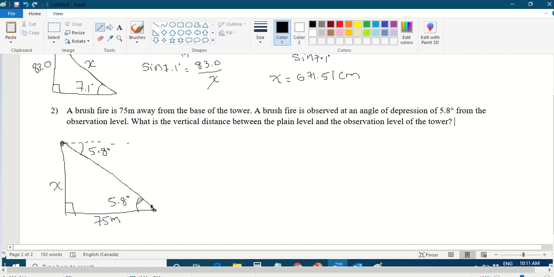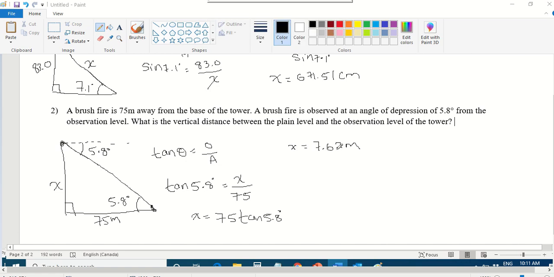Now for this situation, we are given the adjacent and we want to find the opposite. So the one which connects adjacent and opposite is tan theta, which is opposite over adjacent. So in our case, tan 5.8 degrees equals opposite is x, adjacent is 75. Cross multiplying, we get x equals 75 tan 5.8 degrees, which is 75 times tan 5.8 degrees, which will then be roughly 7.62 meters. That will be the height of that tower.